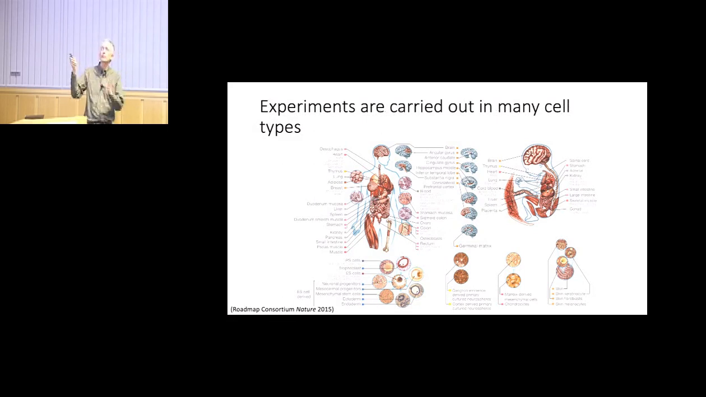This is just a picture from another consortium, the Roadmap Consortium, showing you the variety of different tissue types that you can imagine doing this kind of experiment in. But of course, the space is even larger than this, because you can have lots of different perturbations. You can do CRISPR manipulations of cell lines and so on. So you have a large space of possible kinds of cells, and then a large space of possible measurements to perform in each of those cells.